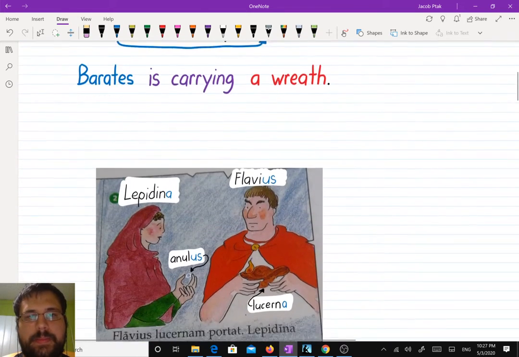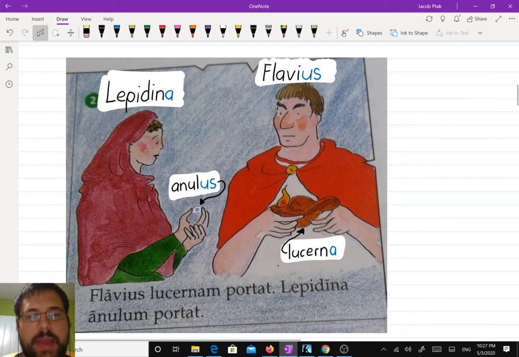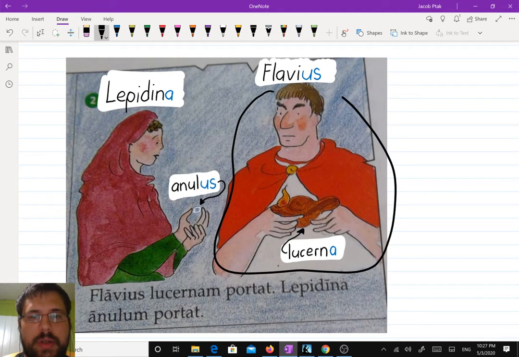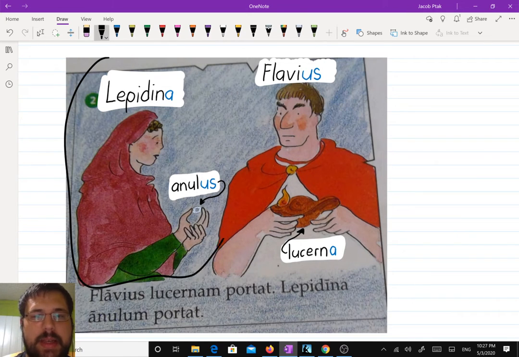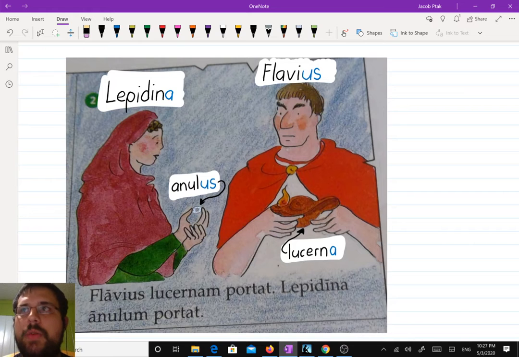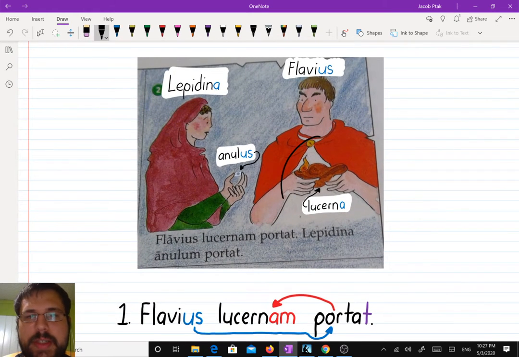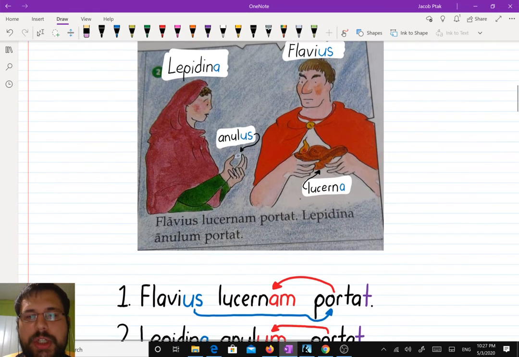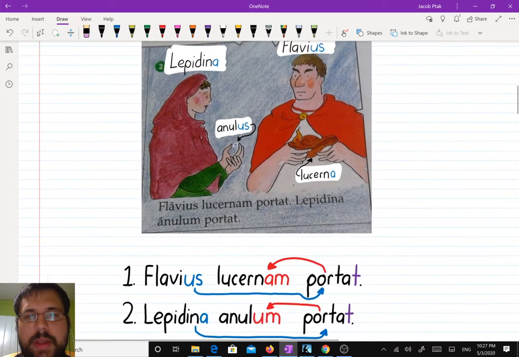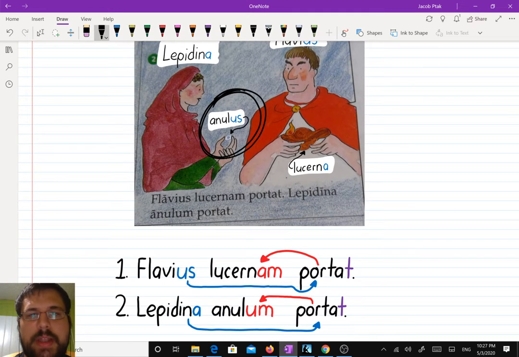Next sentence. A little longer, but that's okay. We have Flavius lucernam portat. Lepidina annulum portat. And of course, I want you to notice again how this is a lucerna, but we change it to lucernam in the sentence to show it as the object. Same thing with the word annulus. It's an annulus, but we change it to annulum because we're doing something to it.